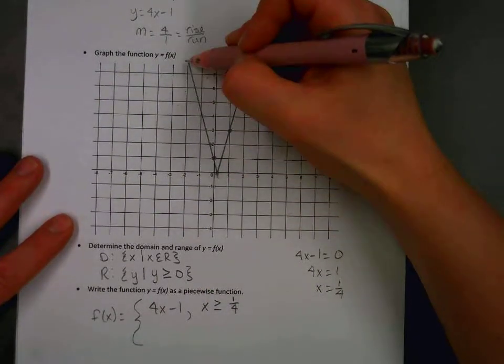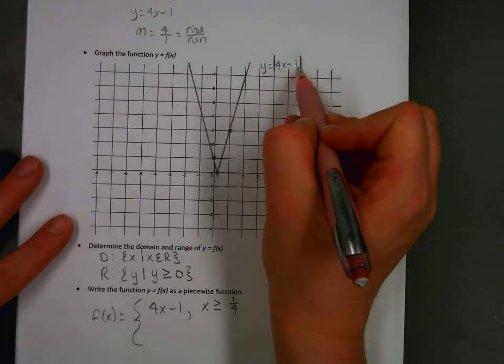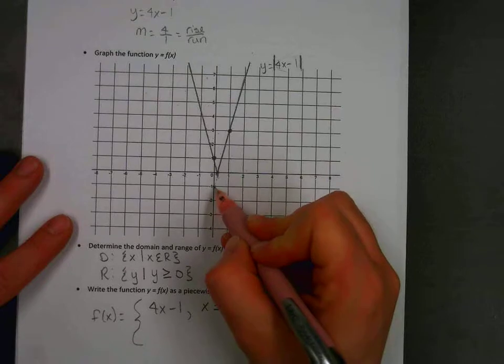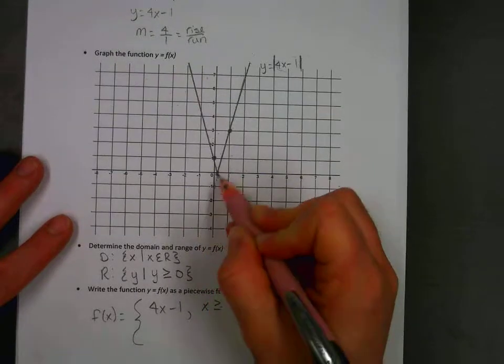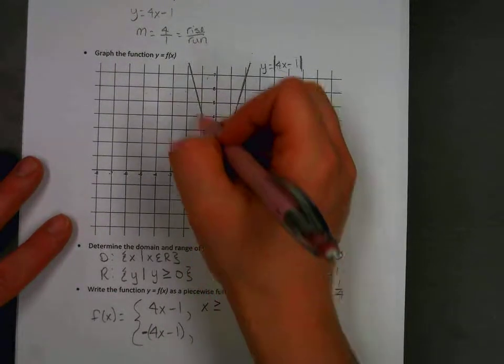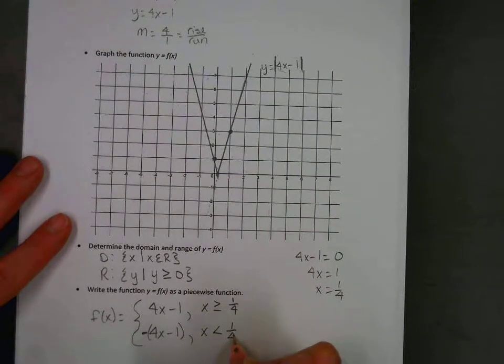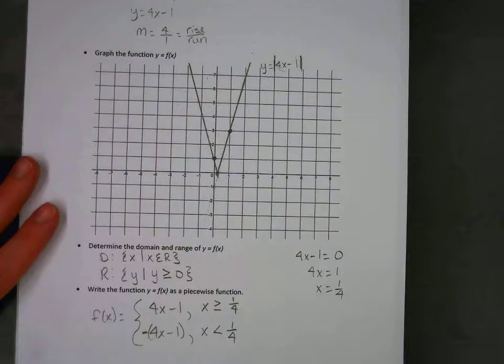How would I produce this graph? Well, this graph is the negative values. Remember, originally these output values were negative. So I'm going to apply a negative to this entire expression. And all of my x values in this case would be less than 1/4. And that is your piecewise function.